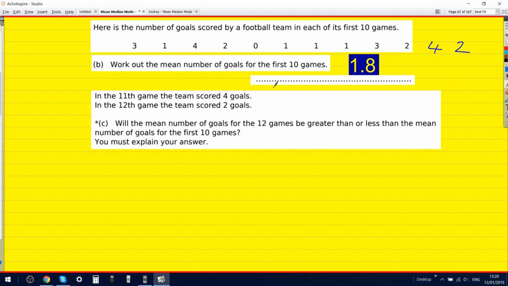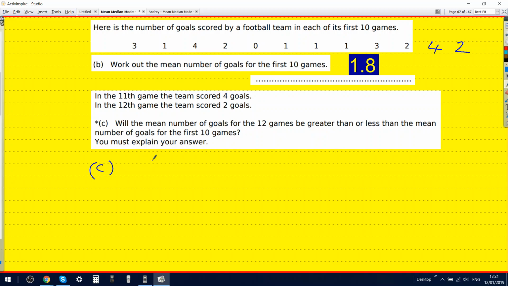Yeah, that would work. And then there is even an easier way. What was the old mean, the old average? 1.8. Then they scored 4 goals. Is that more than 1.8? Or less? Then they scored 2 goals. Is that more or less than 1.8? Which one? More or less. More.